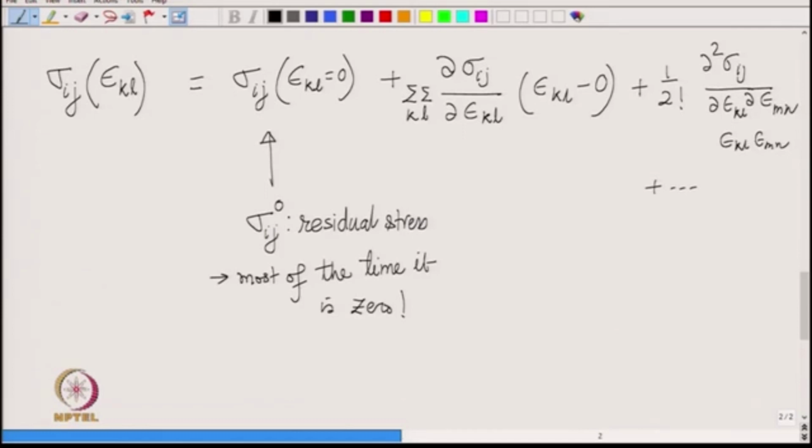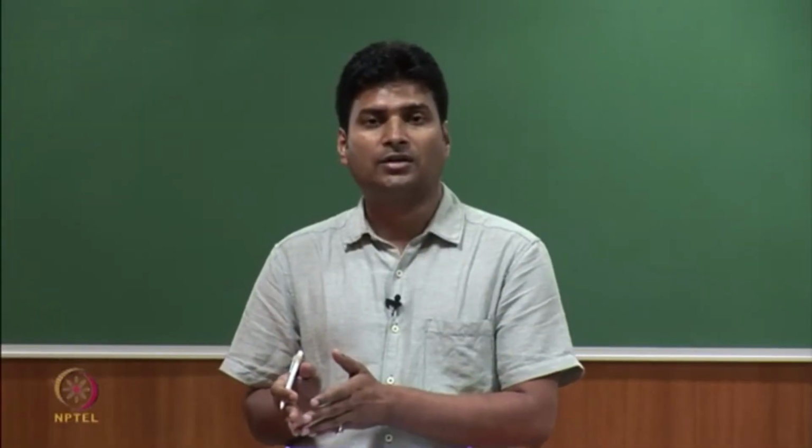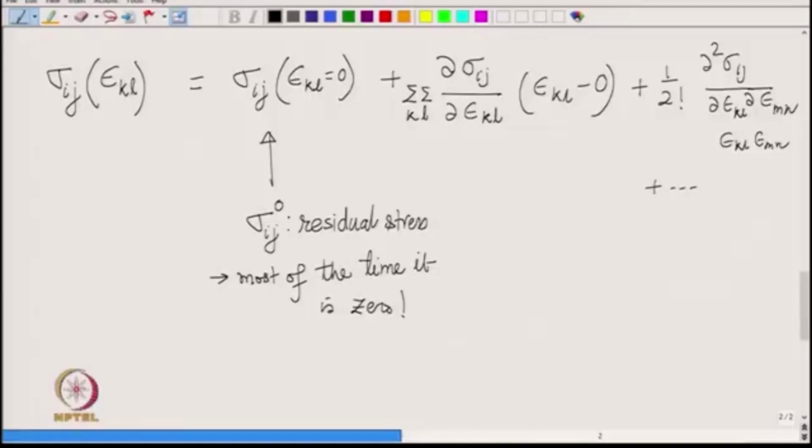And also see the second term here is linear in strain. It has the derivative times the strain. So, it is linear in strain. The third term is quadratic in strain, because it has epsilon k L into epsilon m n. So, it is a quadratic combination. The fourth term will be cubic, and likewise it will keep on going.